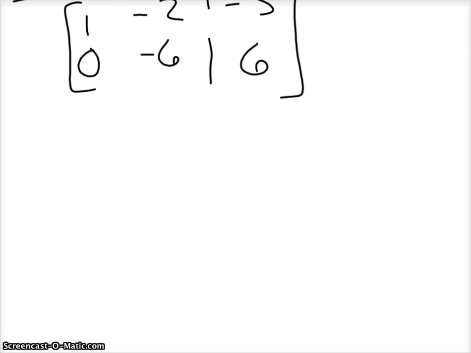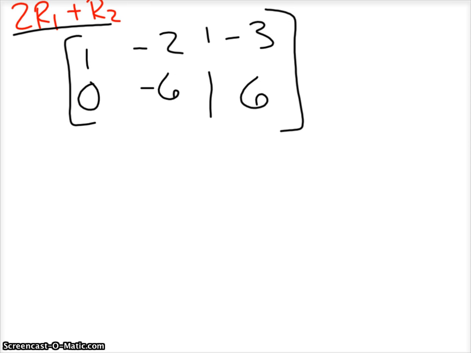So now, our next step is to get this -6 to be a 1. To do that, we're going to multiply by its reciprocal. So we're going to do 1/6, but it's going to be a -1/6 because this is a -6. A negative times a negative would end up being positive. We want that +1. So we're going to do -1/6 times R2.